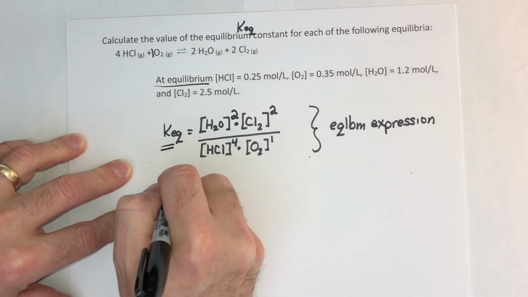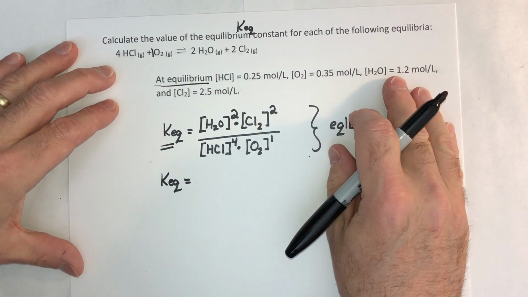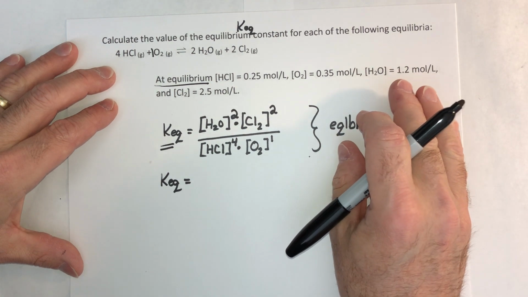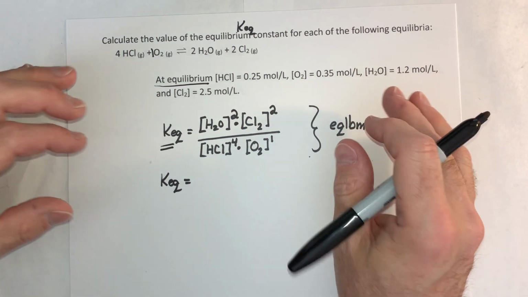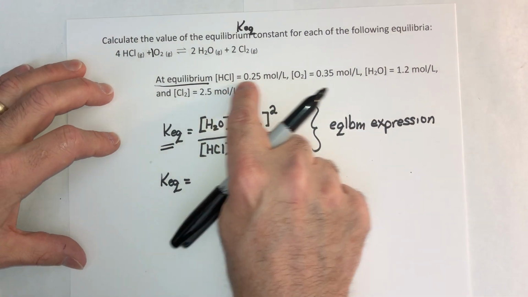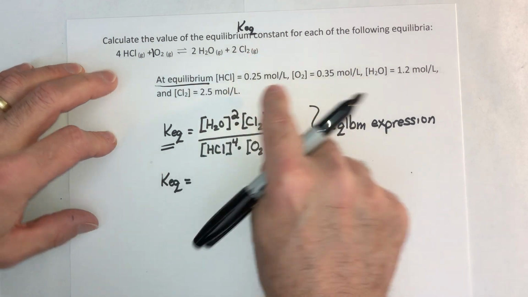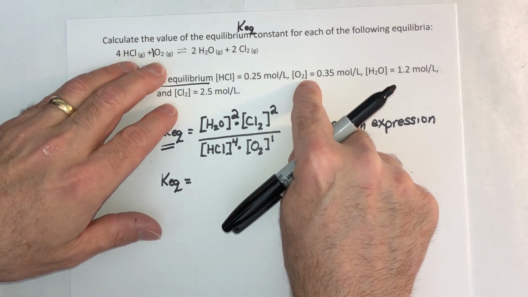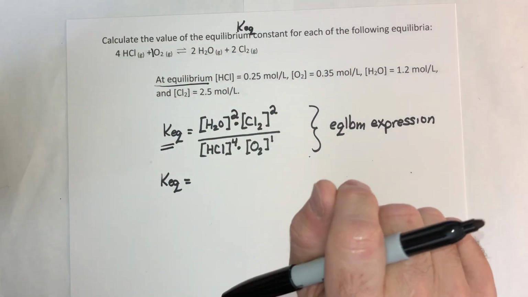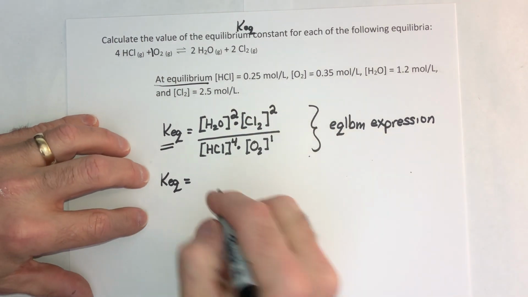So let's do that. KEQ equals. Now, these are not listed in order, which means that you have to pick out the right number. That is probably the first place where you're potentially going to make a mistake, right? I have listed the concentrations here pretty much in the order you see them in the formula, right? HCl first, O2 next, water next, chlorine last. But when you put them into the formula, don't mix them up.